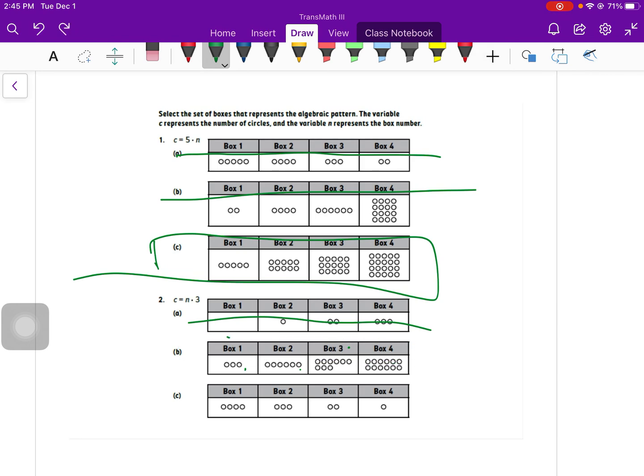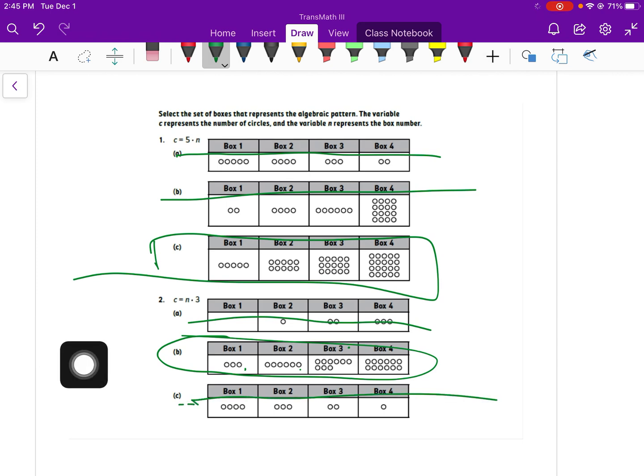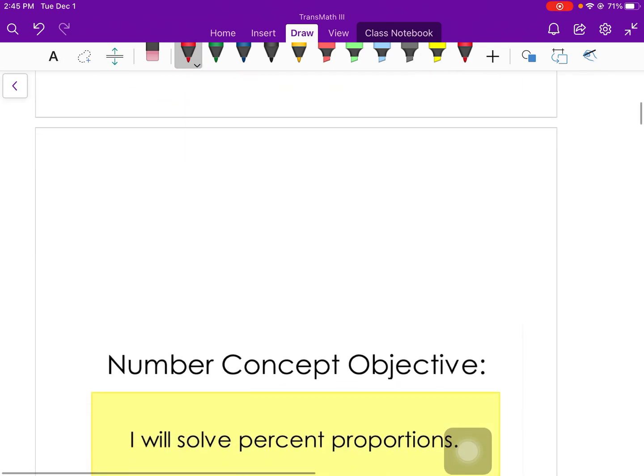That was a horrible circle. C would not work because those numbers are getting smaller instead of bigger. So your answers are C and B. I'll actually highlight them so it looks a little bit more obvious what we picked for our answers.